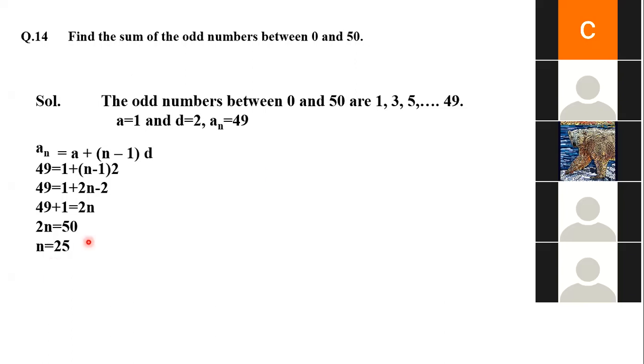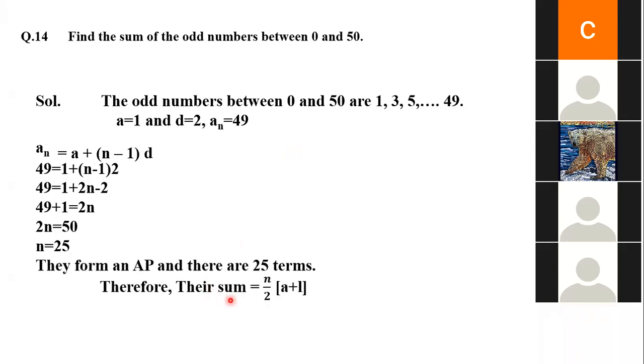Now we got the n value, a value, L value. So Sn equals n by 2 into A plus L. There are 25 terms, 25 odd numbers between 0 and 50. A is the first term, L is the last term. n is 25. So 25 by 2 into 50.